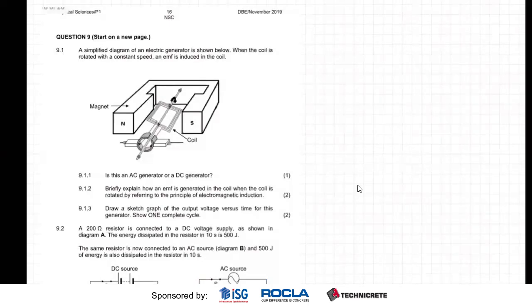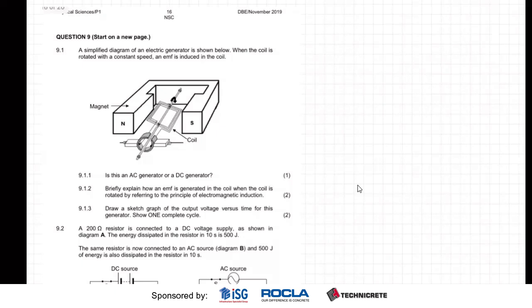Hello, this is question 9 of the November 2019 paper, Physical Sciences Paper 1. This question is about generators. It says that a simplified diagram of an electric generator is shown below, where the coil is rotated with a constant speed and EMF is induced in the coil.